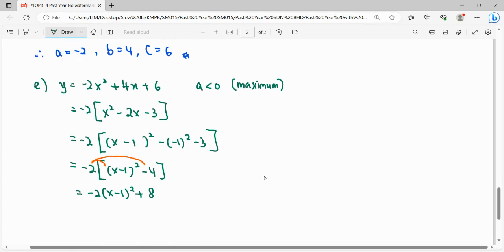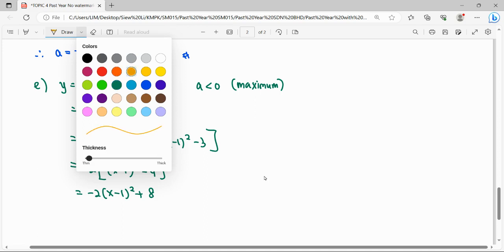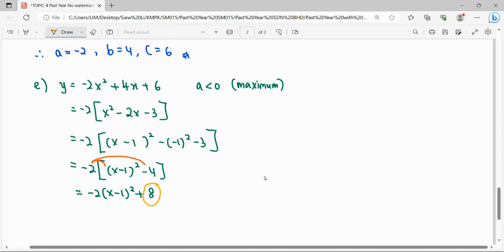Expand the square bracket. We can notice that our value outside here is 8. So therefore, this quadratic has a maximum value which equals 8.